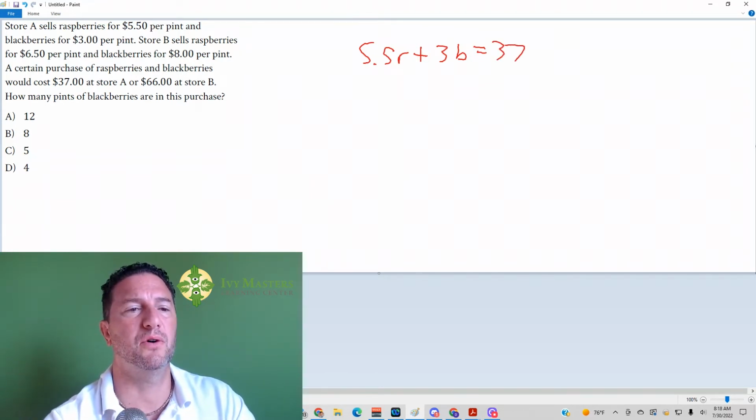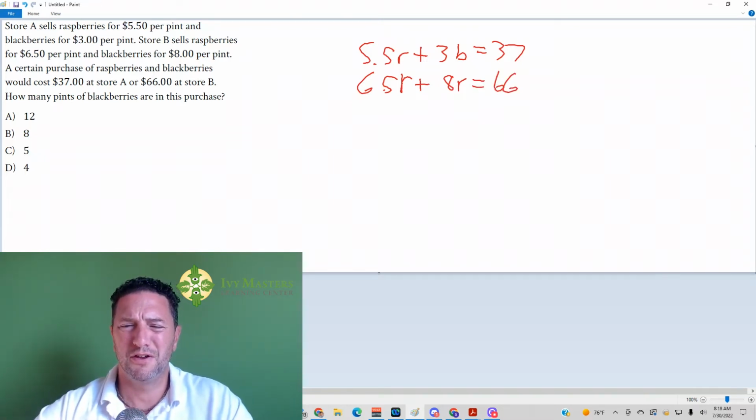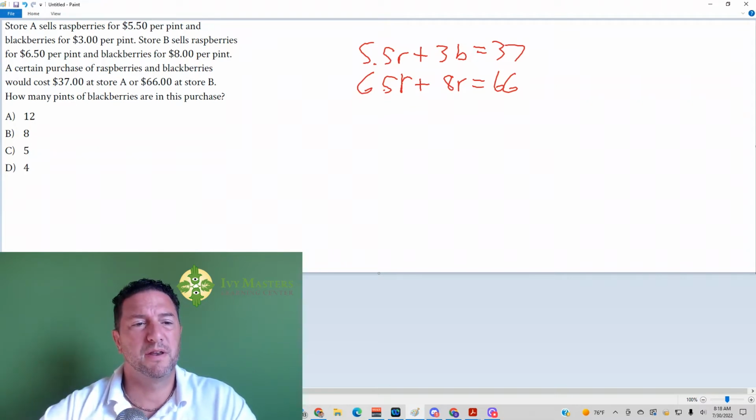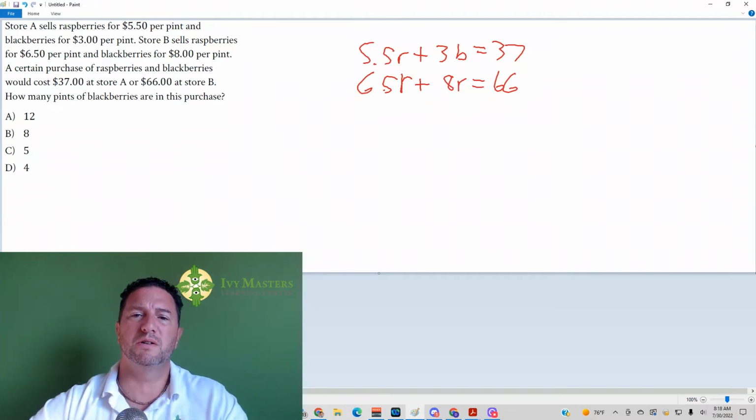And then what we've also got is $6.50, so 6.5 per pint, that's raspberries also, plus $8 per pint blackberries. And that's going to give you $66. Now, one of these stores must be a really expensive fruit market, another one's a really inexpensive fruit market. But anyway, here, what are we going to do? Are we going to eliminate or substitute? Well, I'm a big fan of, if a variable's alone, you'd want to substitute.